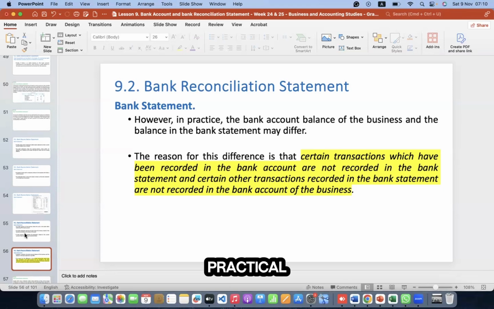But in a practical scenario, what happens is, these two balances could differ.